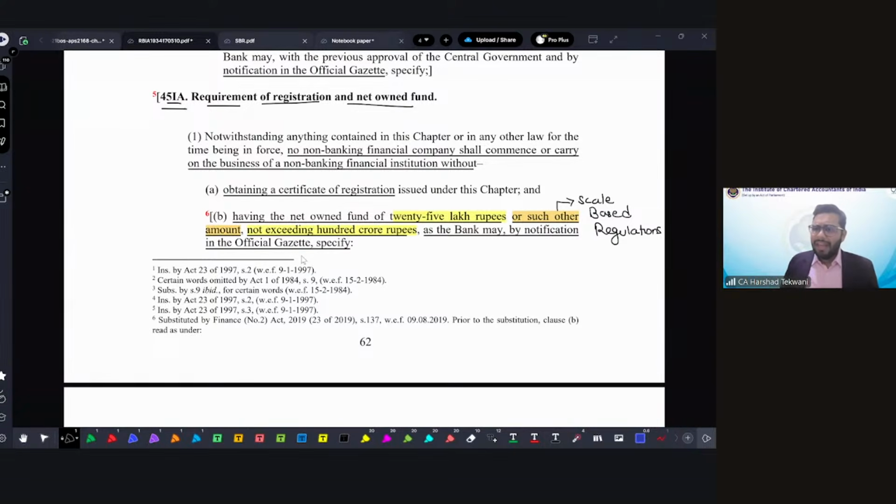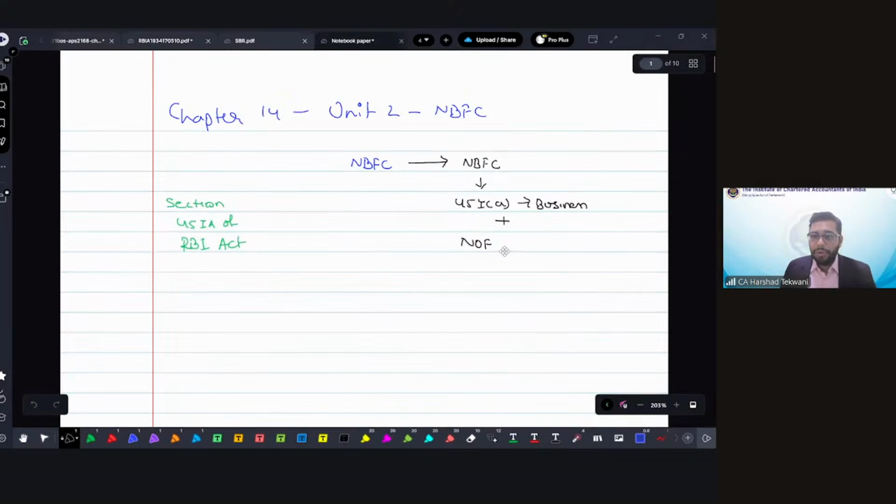Now, what is this scale based regulations? I'm talking about SBR, scale based regulations. We will come to that, and we will come to the definition of NOF. But the amount of NOF can be more than 25 lakhs, less than 100 crore, or such other amount which may be specified by the bank. So if there is any amount specified by the RBI, that will be the NOF amount the NBFC is required to maintain. So NOF as required by the bank.